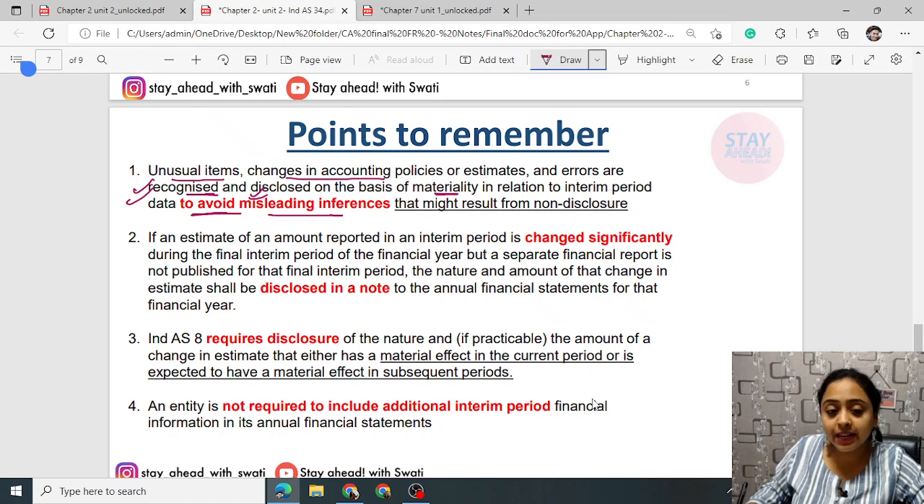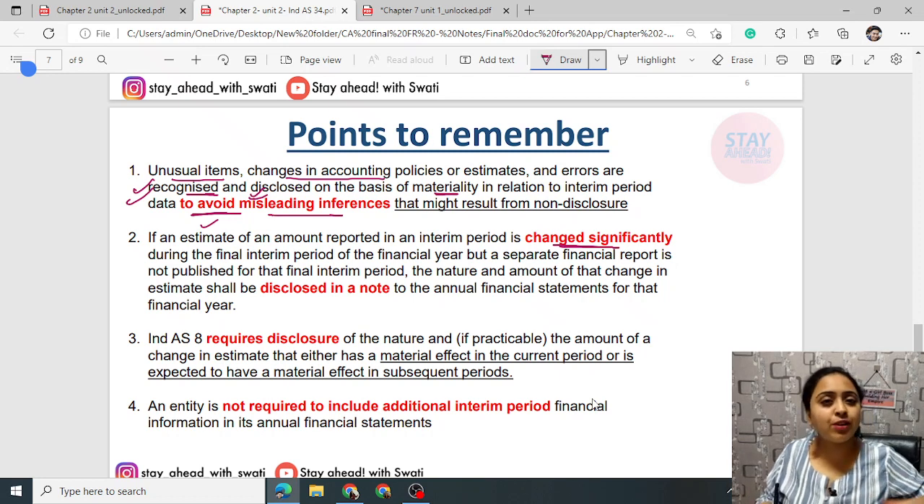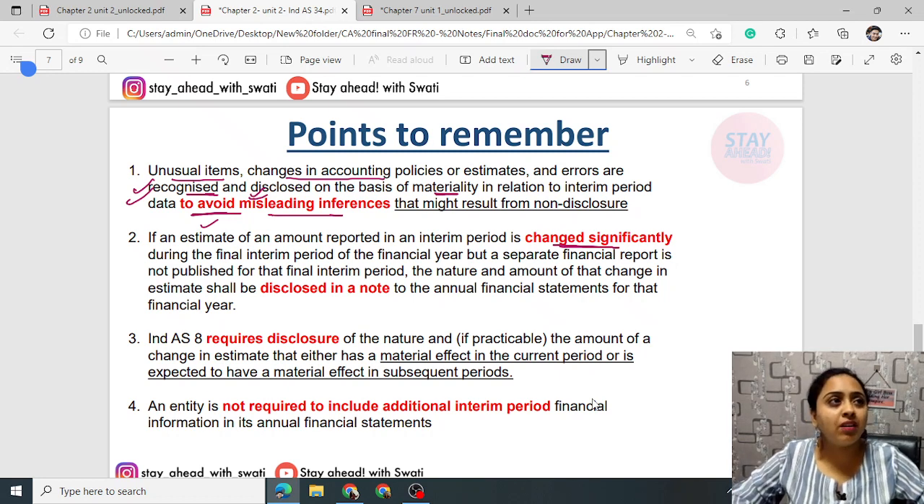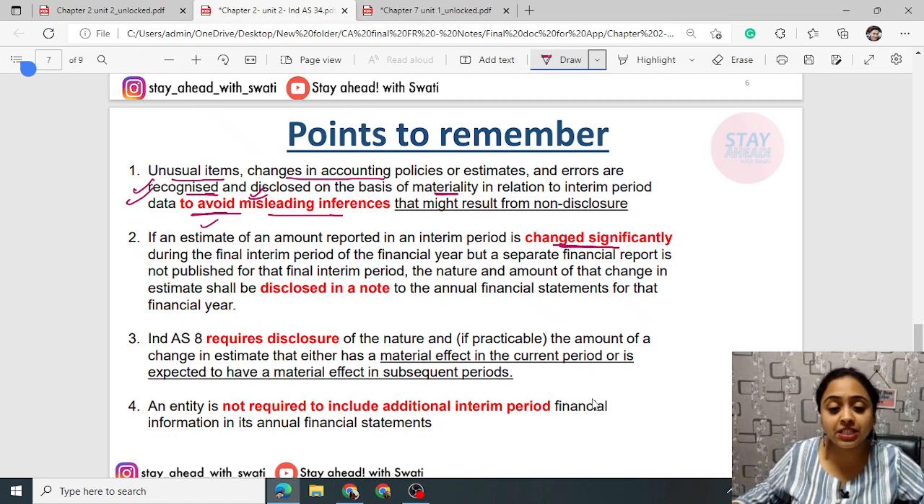If an estimate of an amount reported in an interim report period is changed significantly, okay, estimate has changed significantly. For example, you have taken an estimate of something, okay, employee will be paid this much, this bonus will be amounted. Any estimate has been changed during the interim period of the financial year, but a separate financial report is not published for the final interim period, the nature and amount of the change in the estimate shall be disclosed.